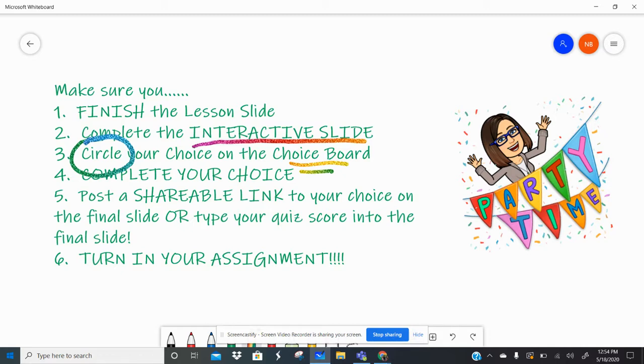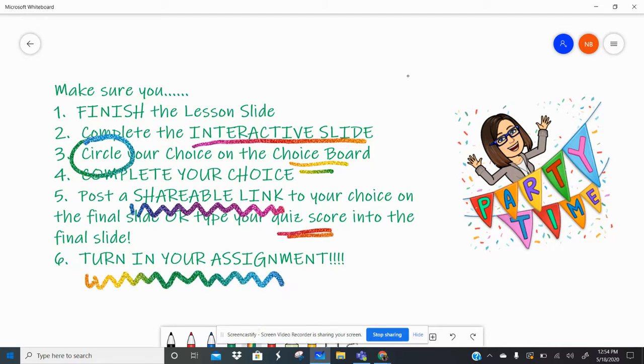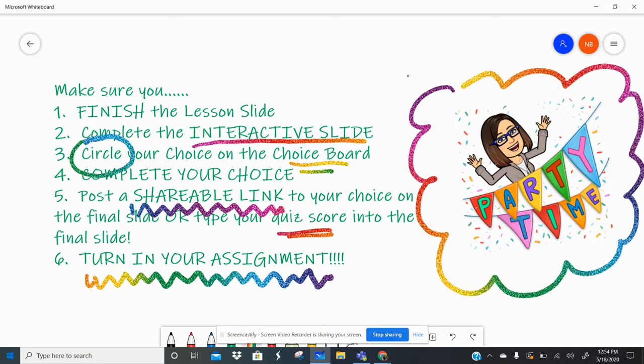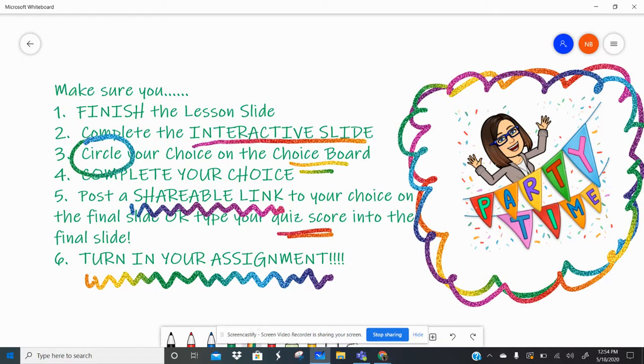Complete your choice. Don't just turn in a blank document. And then post a shareable link to your choice on that final slide. If you do the little checkup or quiz, make sure you just type in your score. Then when you're done, submit your assignment. Once you're submitted, if you've done all 5 and you're marked off for all 5, it is party time because that means you are 100% done with math, which is so crazy to think about. So remember, all 5 assignments need to be finished and submitted. I'll check you off and then party time.